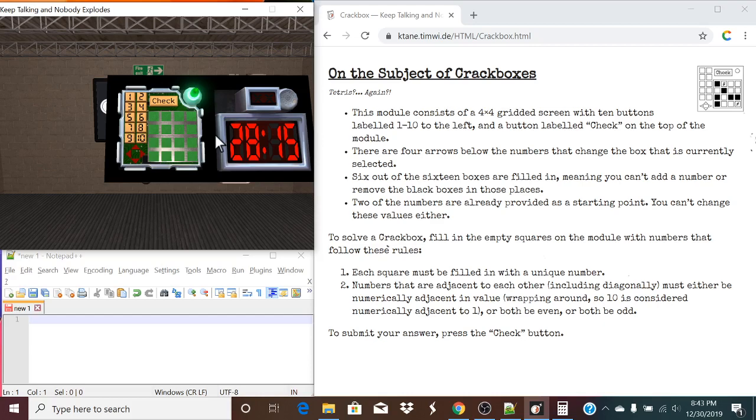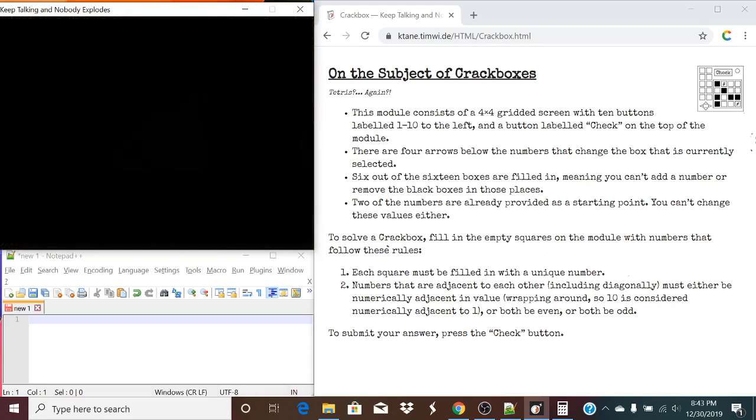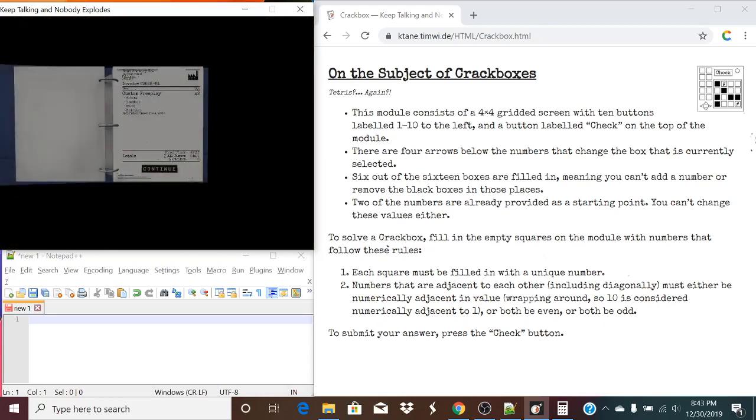So it's basically going to be a lot of the diffuser working out. Or you can give it to your expert if you are not familiar with Crackbox. But hopefully, I just got you familiar with it.